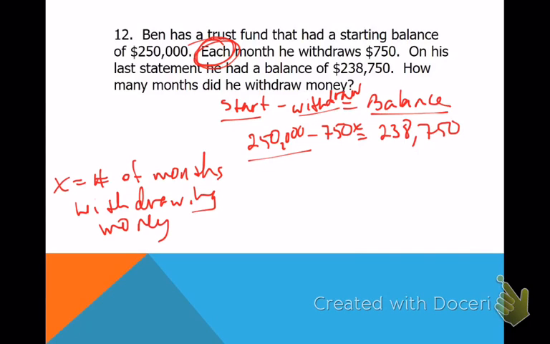So each month, X is the number of months, 750 is how much each month. We're going to multiply 750 times X. And we're subtracting that from 250,000, because when you withdraw, you're subtracting out money, right? So there's your equation. 250,000 minus 750x equals 238,750. And then you go through and solve.